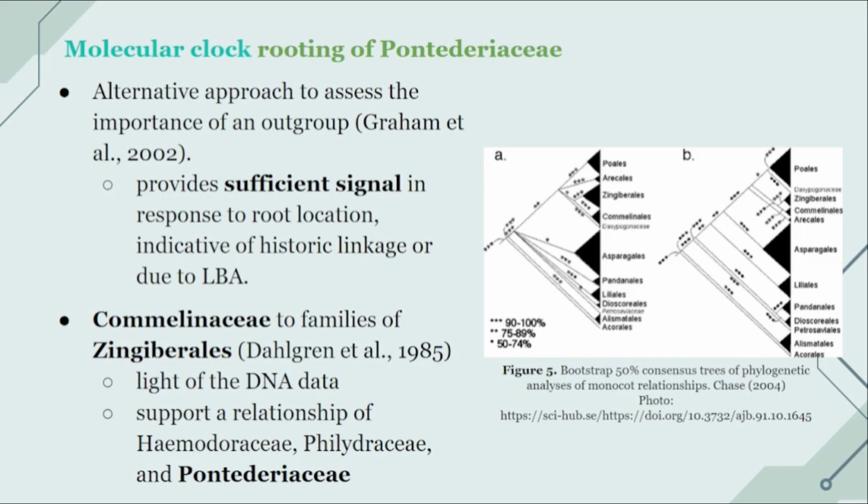So the number of asterisks indicates the general range of bootstrap percentage. Then names of the orders follow the APG2 in 2003 except for Petrosaviales, and the size of the triangle indicates roughly the size of the clades in terms of the species.